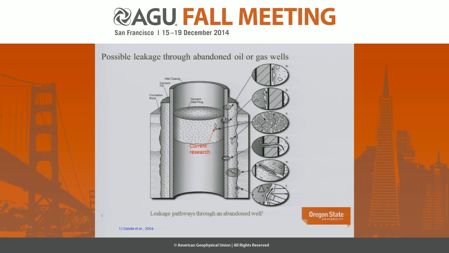In this figure, as was shown before, the wellbore cross-section is shown, and there are different possible pathways for CO2 leakage. So even with a completely perfect system, we have degradation of the cement, which is the focus of the current research.